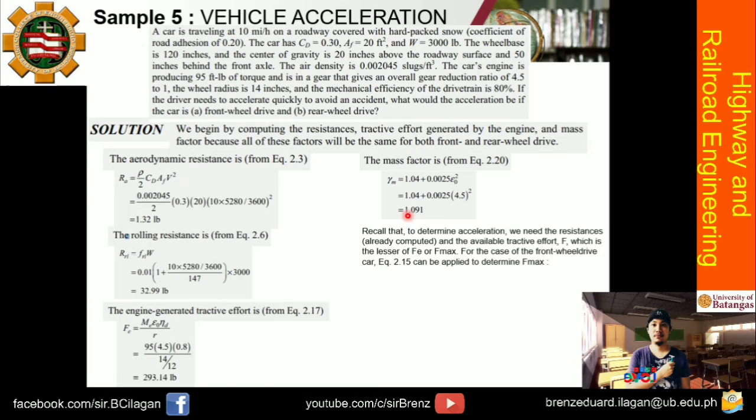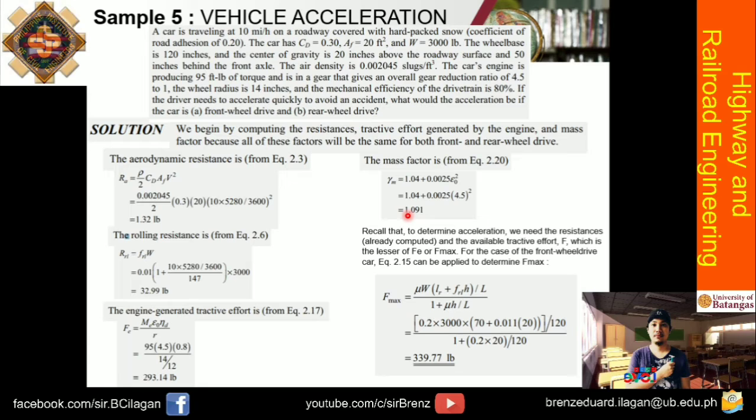For the case of the front-wheel drive car, equation 2.15 can be applied to determine the F max. So ito yung equation na gagamitin natin. F max is equal to mu, the coefficient of friction, times W, times the quantity of f sub R plus F sub RL times h over L, over 1 plus mu h over L. Simply substitute all the given in the problem.